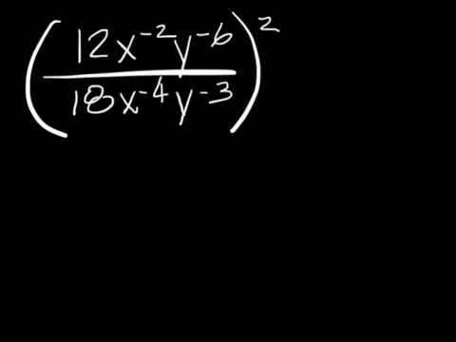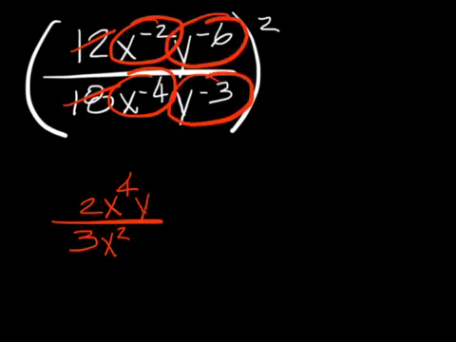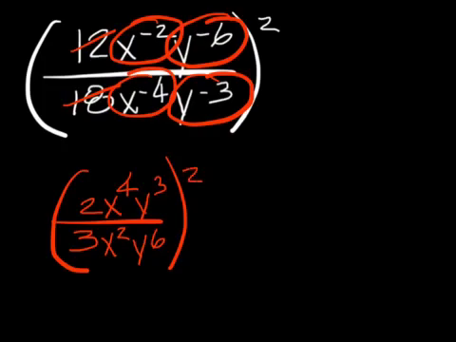Solution for the practice problem is to start with 12 over 18, which reduces to 2 over 3. And then trade places here with these x's and make the exponents positive. And the same thing for the y's. Don't forget everything is squared.